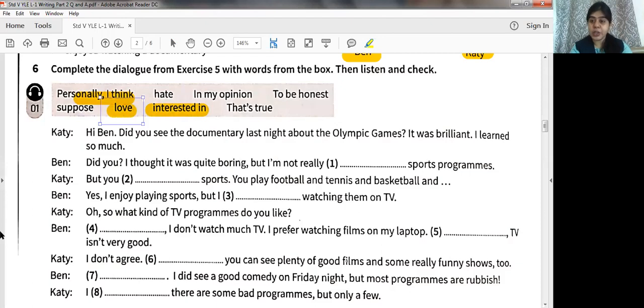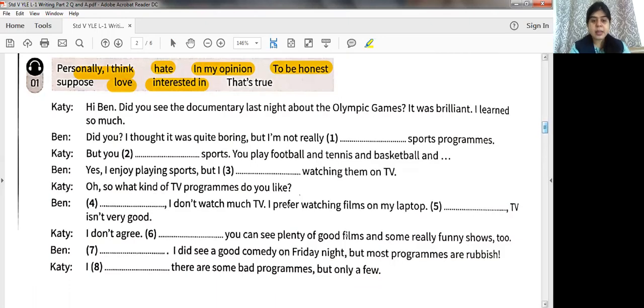Ben: Yes, I enjoy playing sports, but I hate watching them on television. Catty: Oh, so what kind of TV programs do you like? Ben: To be honest, I don't watch much television. I prefer watching films on my laptop. That is, in my opinion, television isn't very good. Catty: I don't agree. Personally, I think you can see plenty of good films and some really funny shows too. Ben: That's true.